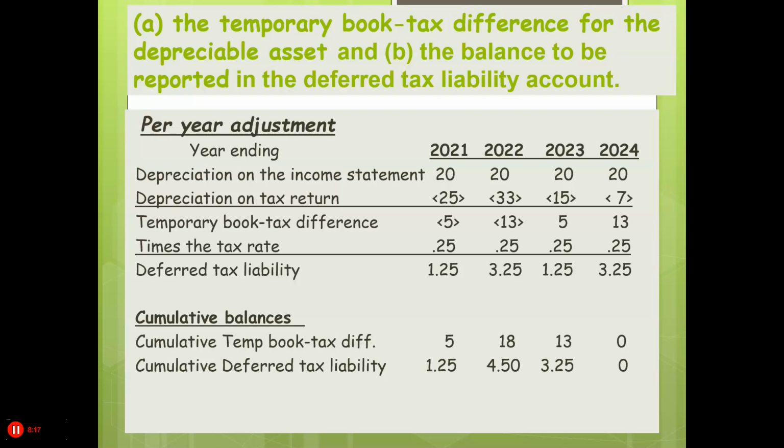So how do we get that? Well, if you look at our deferred tax liability, first our temporary difference is 5, and then you add the 13, that gives you 18, and then it's reduced to 13, and then it goes down to 0. And the same thing happens, because remember, at the end of the 4 years, it totals the same amount. It's just what year it's hitting.